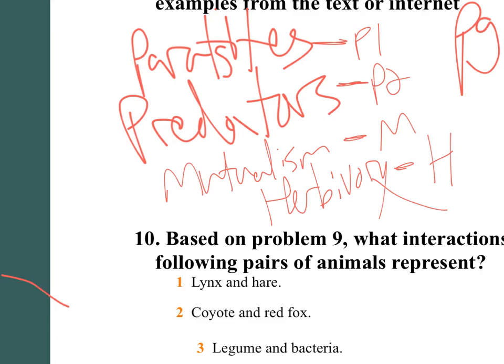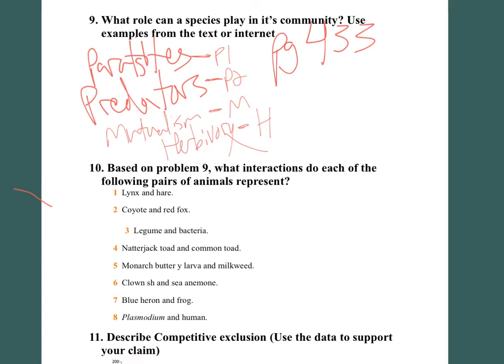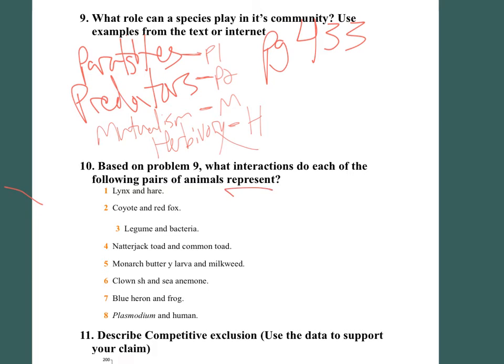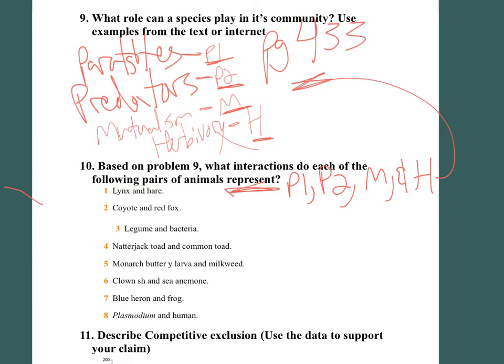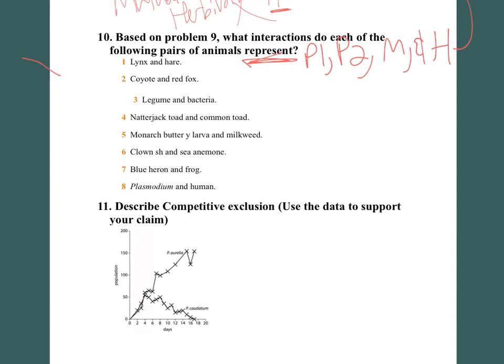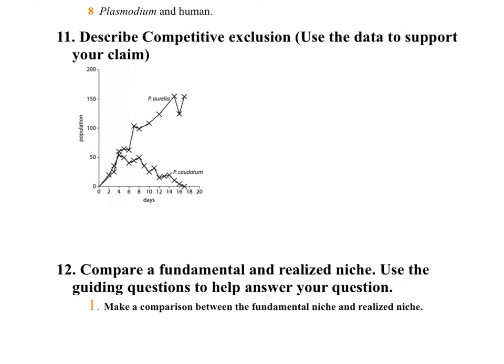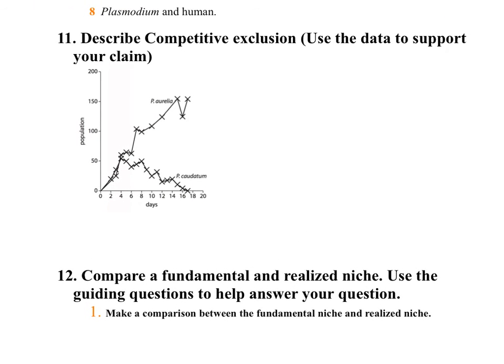When you go through problem 9, what interactions do the following pairs represent? What you need to do is use these letter combinations: P1, P2, M, and H. Those stand for those four examples of roles species play. There's lynx hair and all kinds of examples for different interactions. Describe competitive exclusion. Use data to support your claim.